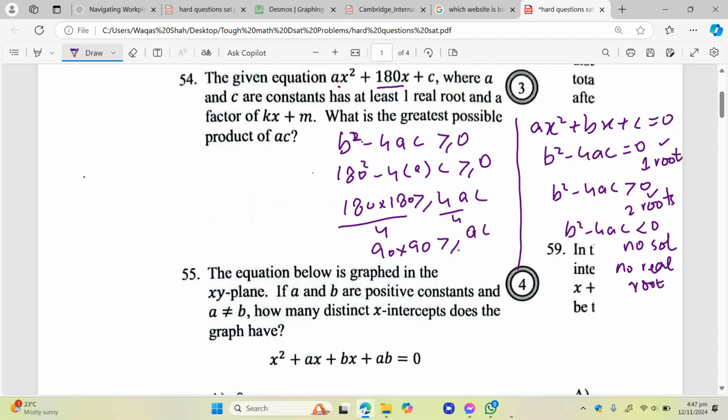So it means that the greatest possible value of AC will be, you can write 8100 is greater than or equal to AC. So the maximum value of AC will be 8100. Okay, so it will be 8100. Okay, I hope it's clear, students.